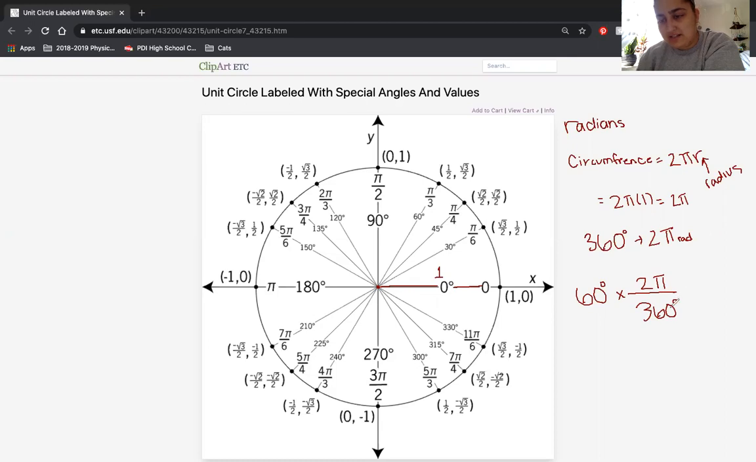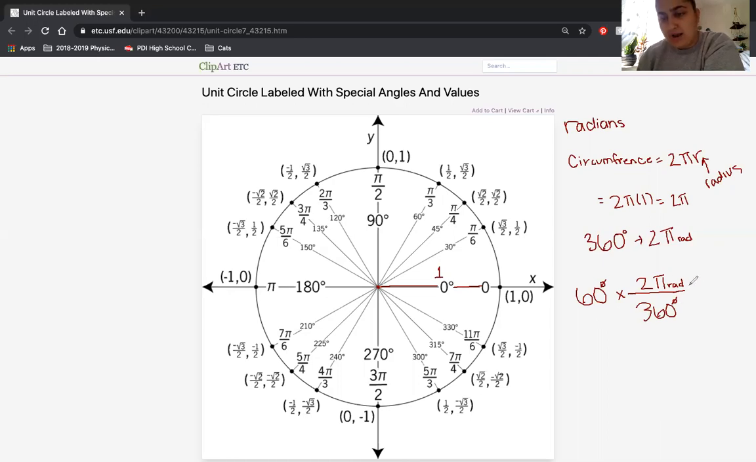The reason it's 2 pi over 360 is because we want this degree symbol right here to match this degree symbol right here so they cancel out. We want those units to cancel out. You've probably done this in chemistry, going from grams to kilograms or milligrams, or in physics from meters to nanometers to micrometers to kilometers. Same idea when converting degrees to radians in math.